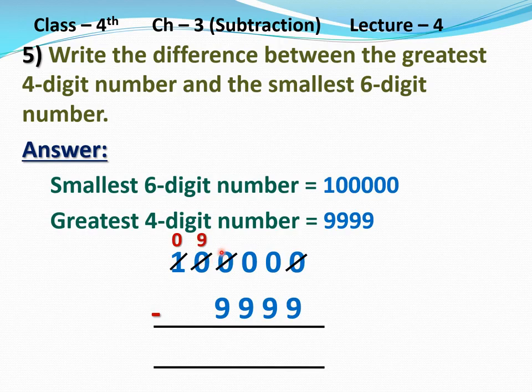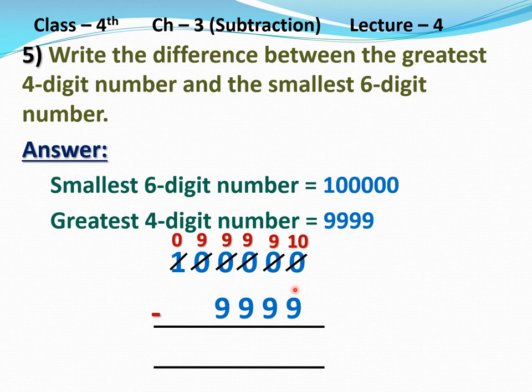Now this 10 will give borrow to this 0. So this 0 will become 10 and this 10 will become 9. Again this 10 will give borrow to this 0, so this 0 will become 10 and this 10 will become 9.